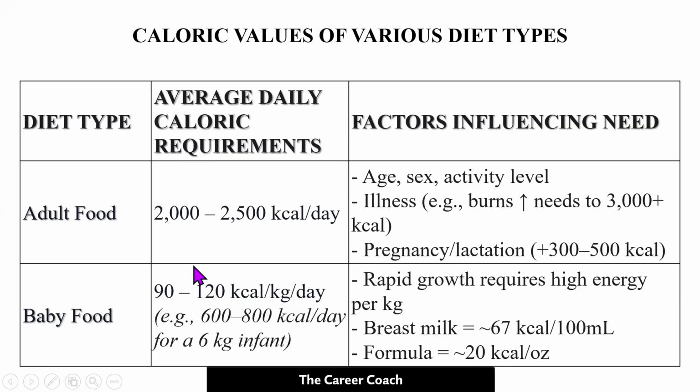Baby food: the average is 90 to 120 kilocalories per kg per day. For example, 600 to 800 kilocalories per day for a 6 kg infant. Rapid growth can influence it, okay? It requires high energy per kg. Breast milk is approximately 67 kilocalories per 100 mL. Formula is approximately 20 kilocalories per oz.